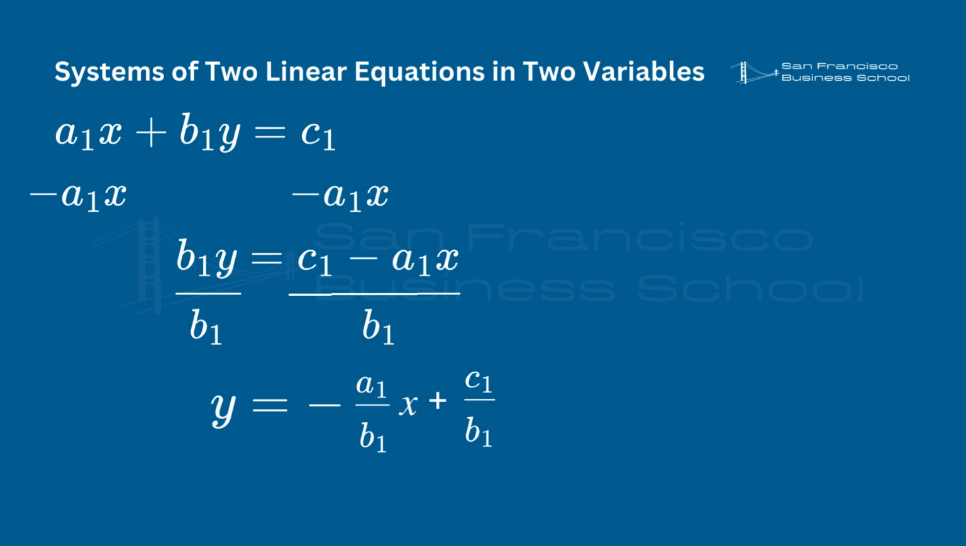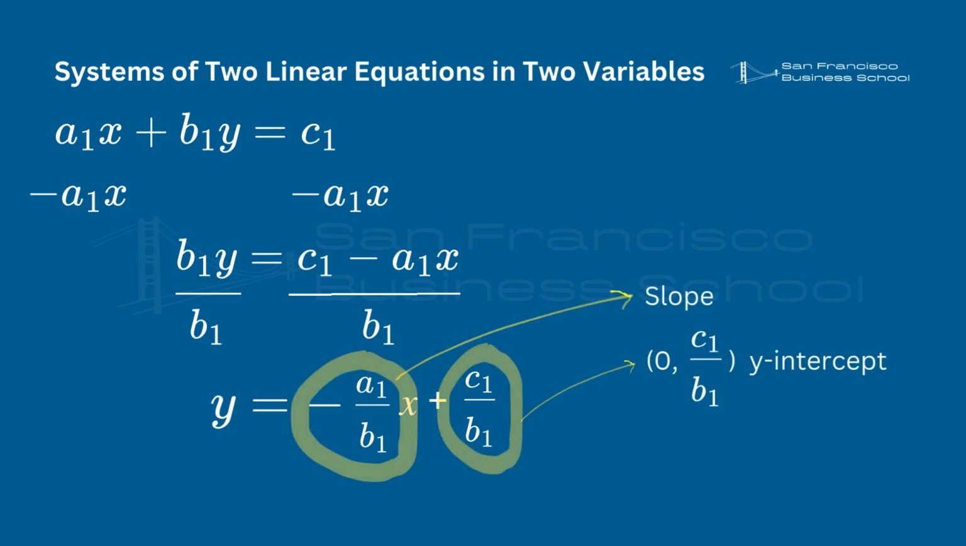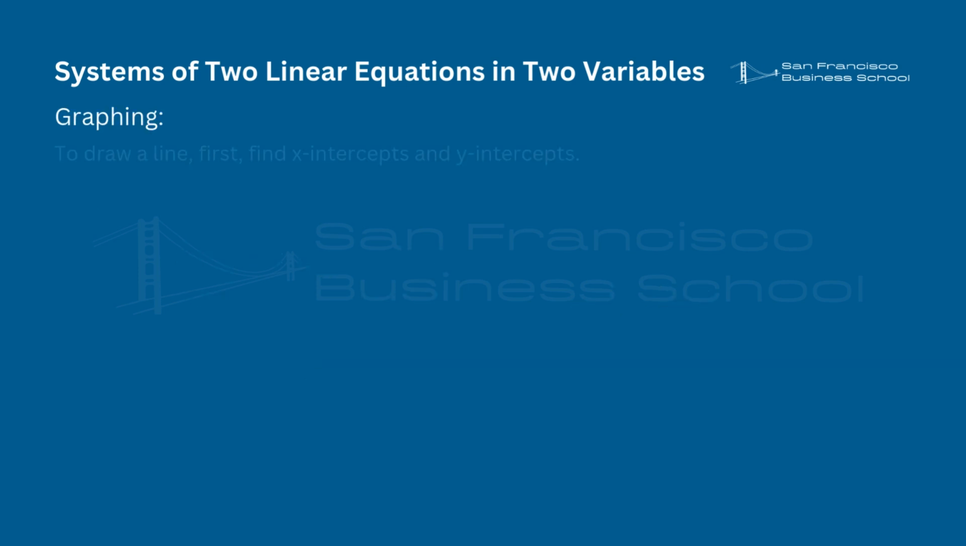If you remember from the slope-intercept form, the coefficient of x, which is m, is the slope, and 0, b is the y-intercept. Therefore, the slope of this equation is negative a1 over b1, and the y-intercept is 0, c1 over b1. Let's graph this equation. First, we should place the x and y-intercept points on the xy plane. Then, we can graph the line.